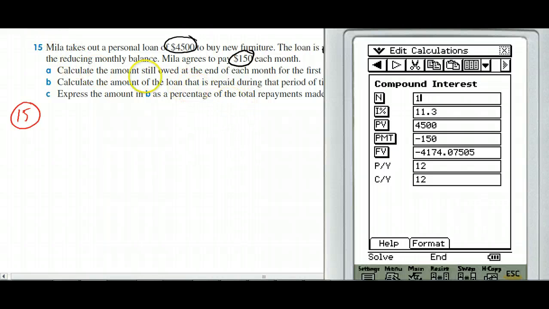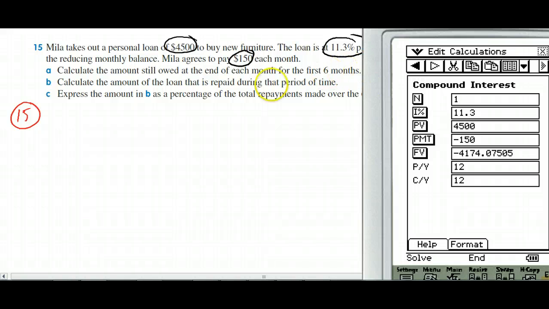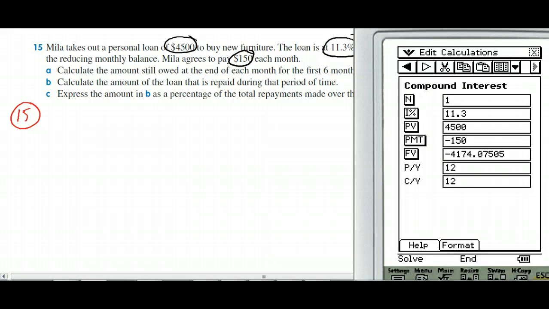Alright, to calculate the amount still owed at the end of each month for the first 6 months, we're going to have 6 answers, one for each month. We've just got to put the values that we've been given into the calculator here. So for the first month, the number of installment periods will be 1. So for N, we'll put 1. The interest rate we've been told is 11.3%. The amount that was owed at the start is $4,500, and we're paying back $150 each month. So make sure you put a minus in front of that.